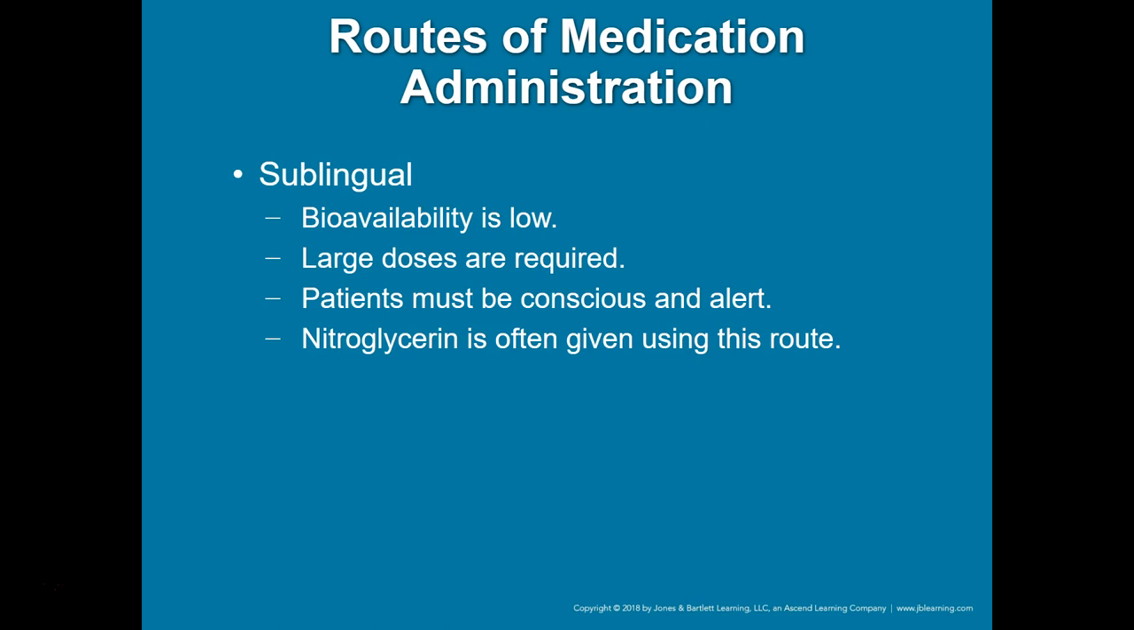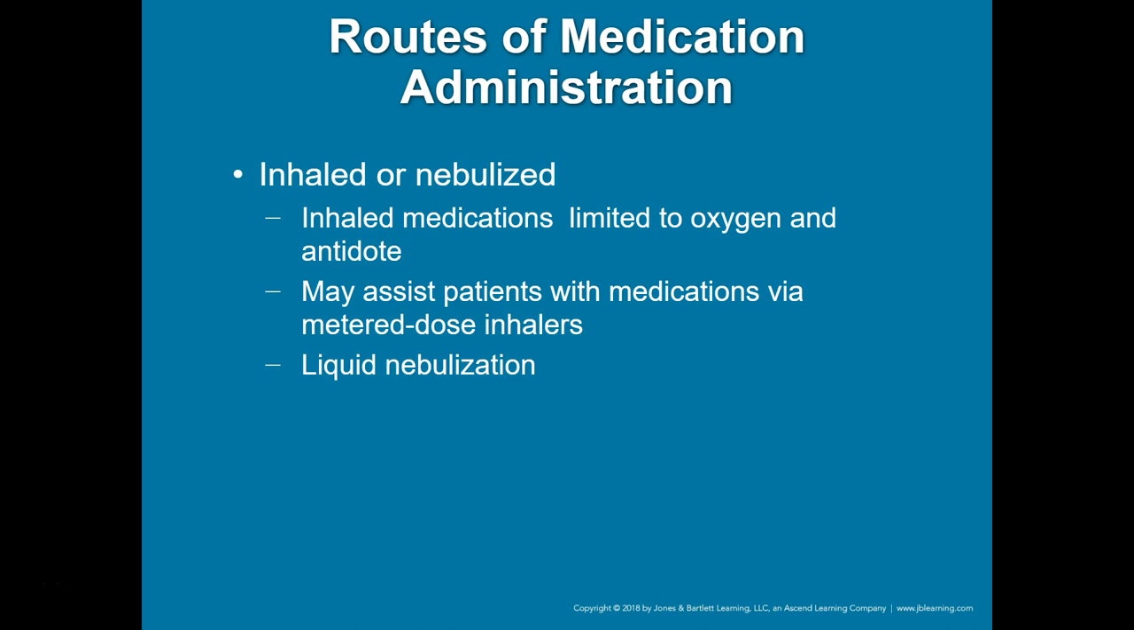Sublingual, bioavailability is low. Large doses are required. Patient must be conscious and alert. Nitro is a big one that we give that way. Give it underneath the tongue, very vascular under there, and we're going to use it that way. Inhaled or nebulized. Albuterol breathing treatments are going to be our big ones. That's just another way it's getting into the lungs, and it's absorbed into the lungs and into the vasculature that way.